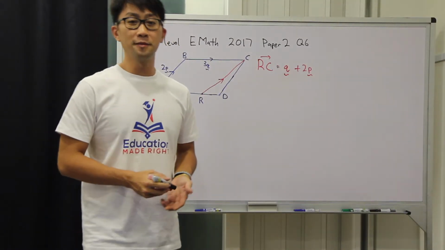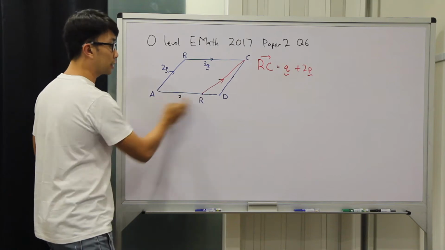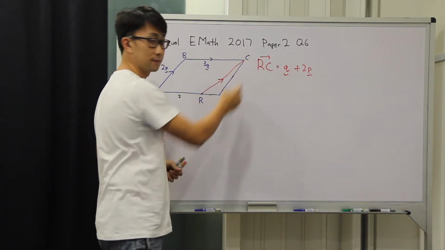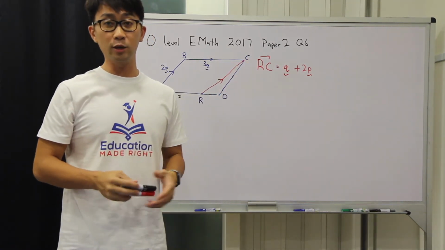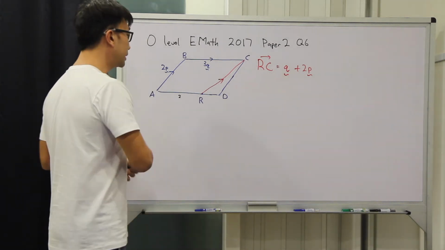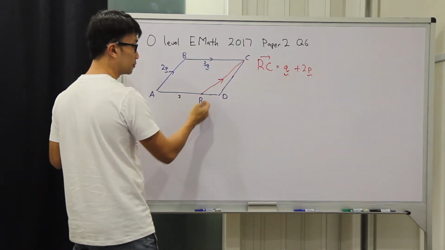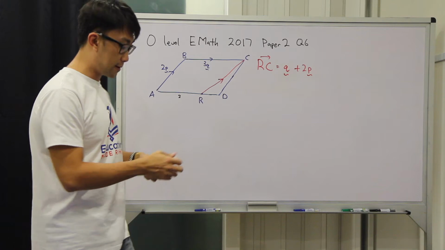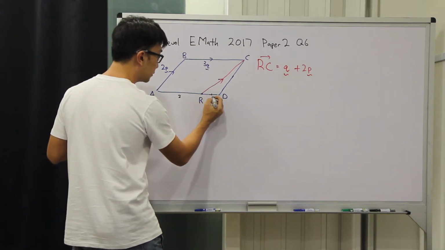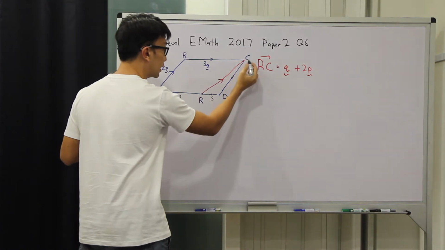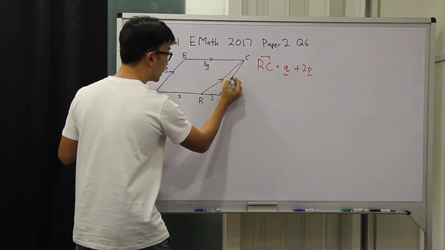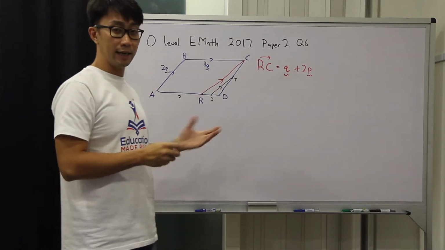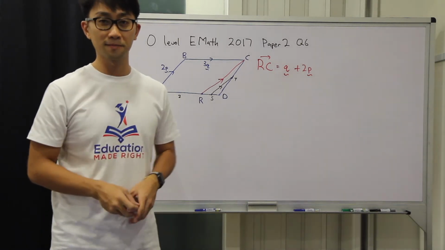Alright, for part B, we have S is the point on AD, so we have S somewhere in the middle of AD. And T is the point on CD, so we have T somewhere in the middle of CD, such that RC is equal to 2ST. First of all, we can see that the vector RC forms a triangle, RCD. Based on the understanding of similar triangles, we can have S right in the middle of RD, and T right in the middle of CD, so that it forms a parallel line like this. And in this case, we have RC equal to 2ST.